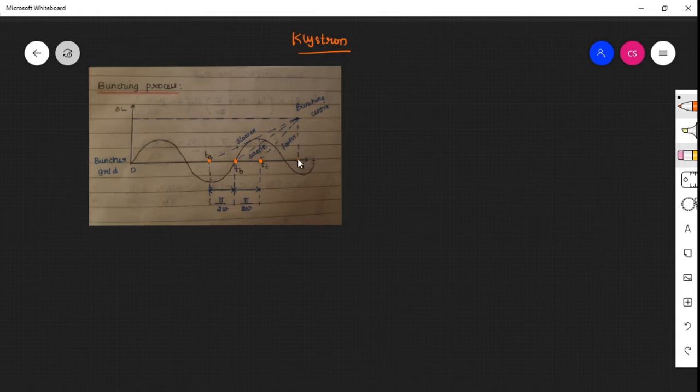And TD is the point at which all the electrons get bunched together. So we have four time values: TA for the slower electron, TB for the electron that travels with the same speed, TC for the faster electron, and TD to be the bunching center.